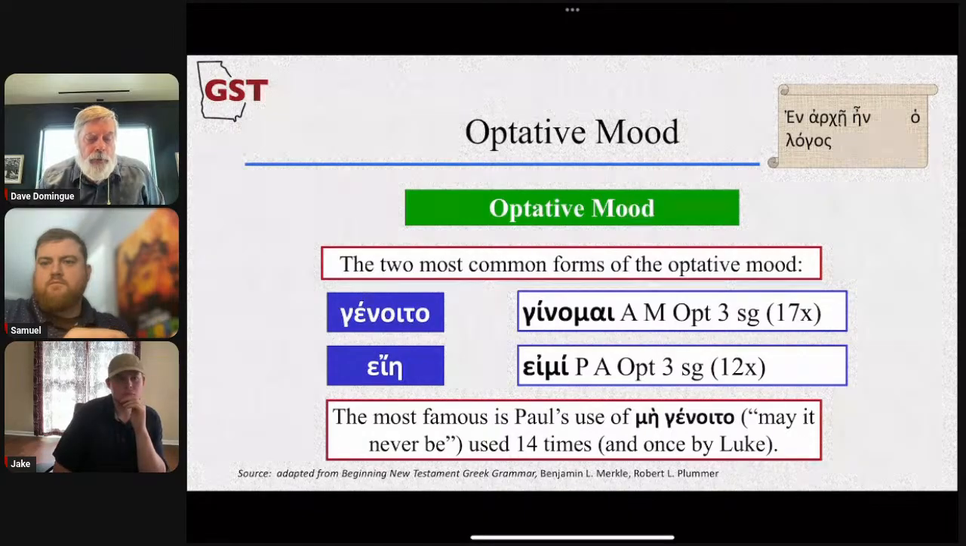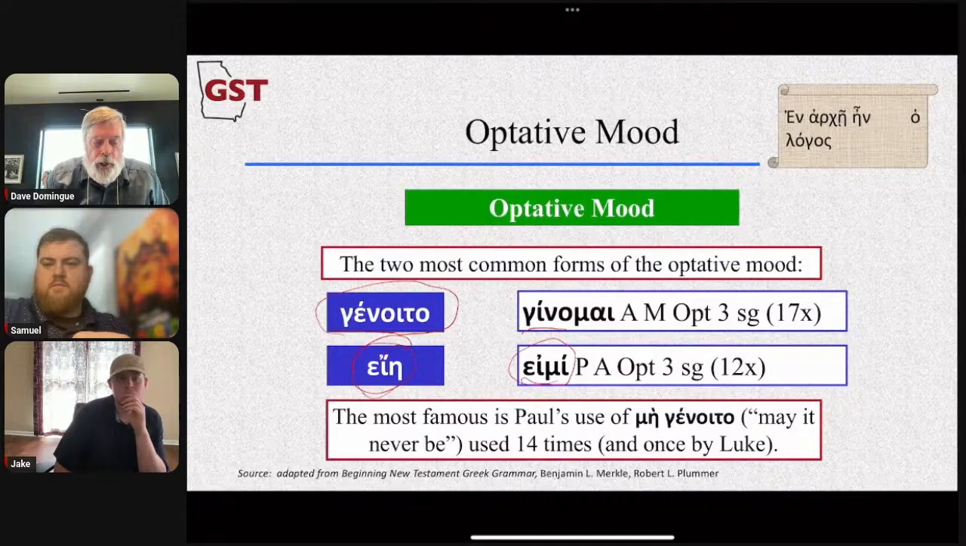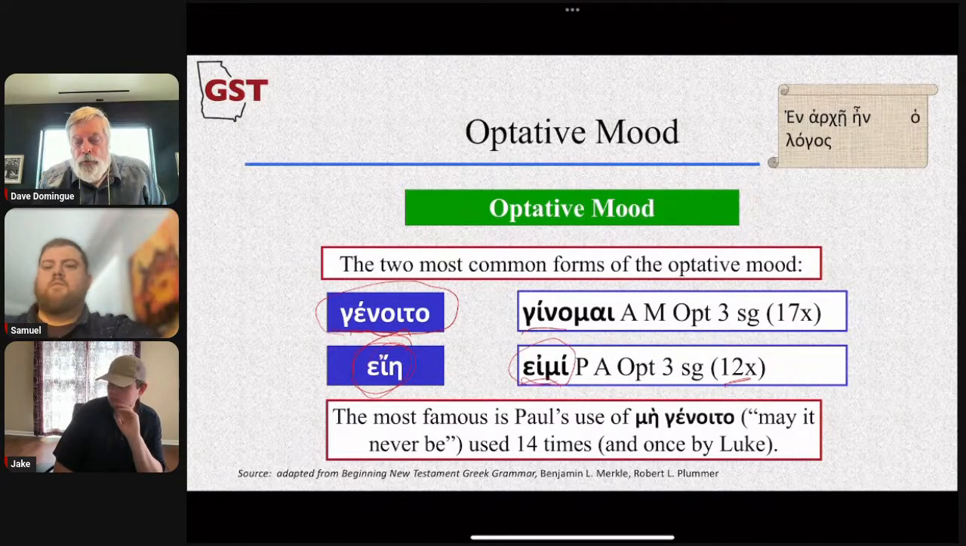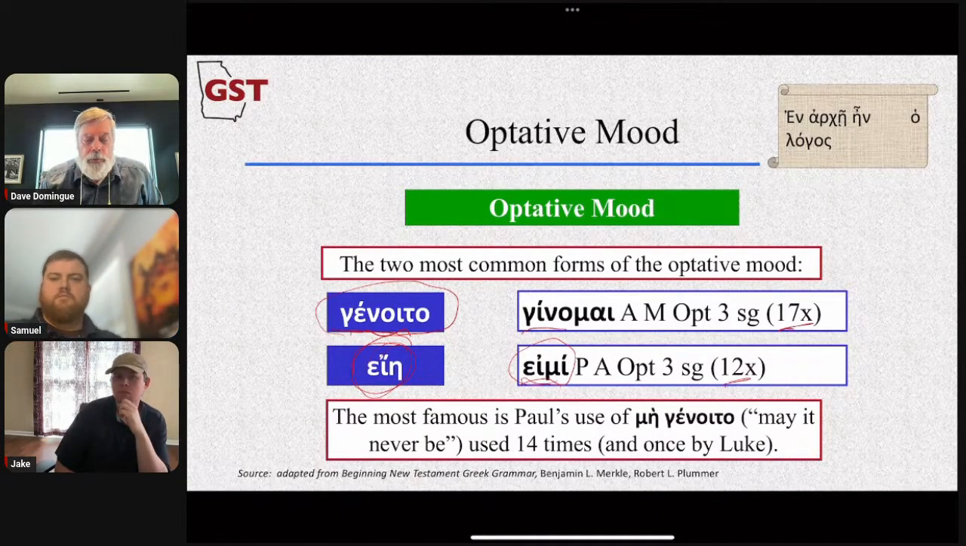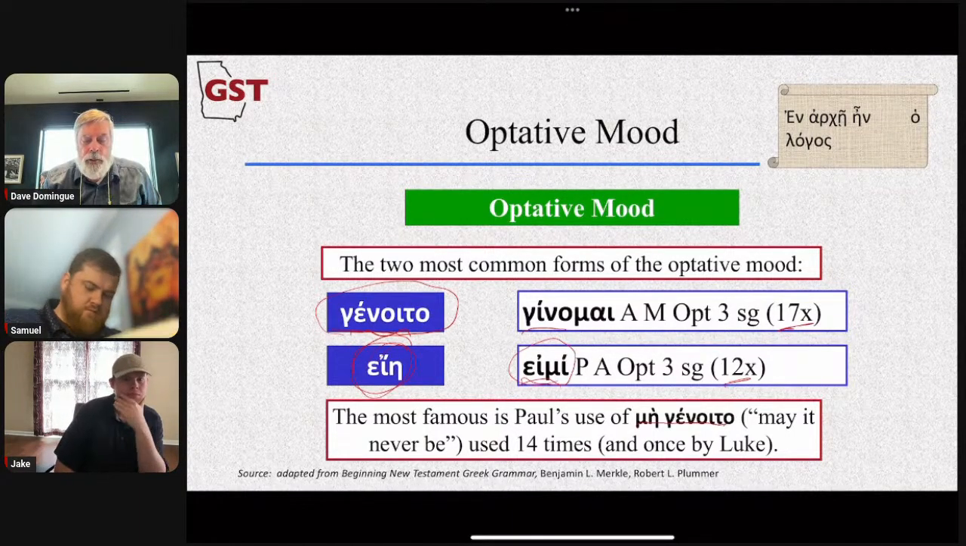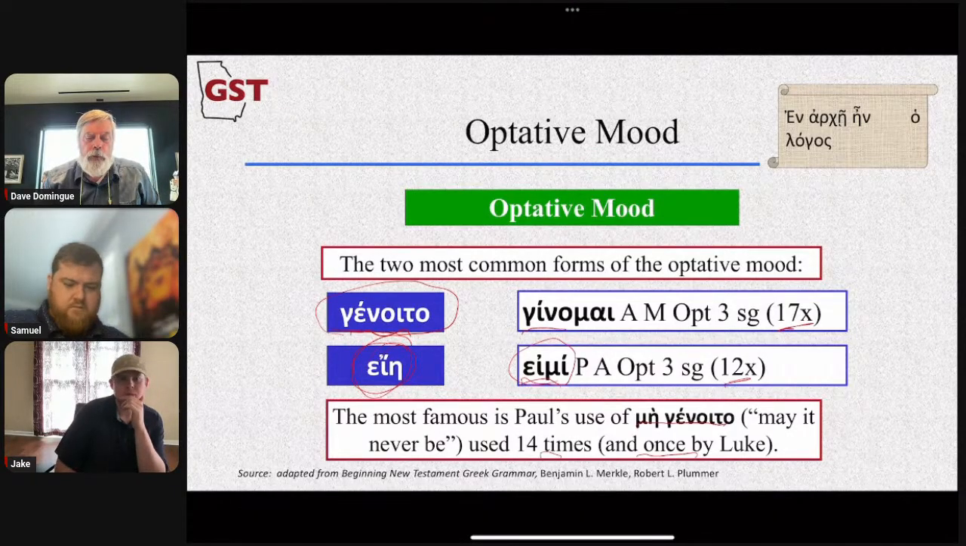So the two most common forms, and this is where Paul uses them, are genoito and the ai-m form. These are the most common forms right here. The optative is used 12 times, and genoito is used 17 times, mostly as me genoito, may it never be, once by Luke, and Paul uses it 14 times. I've already mentioned that.